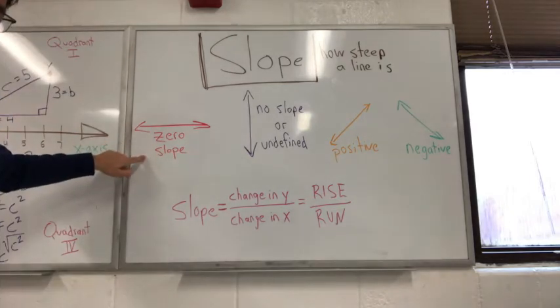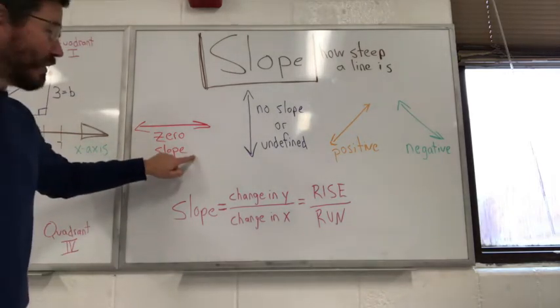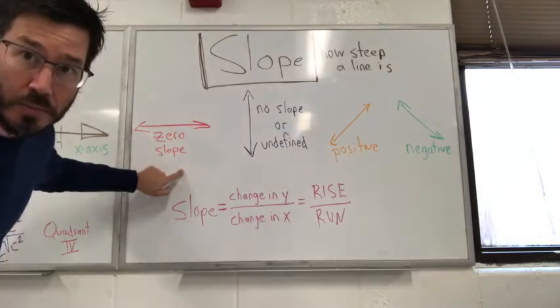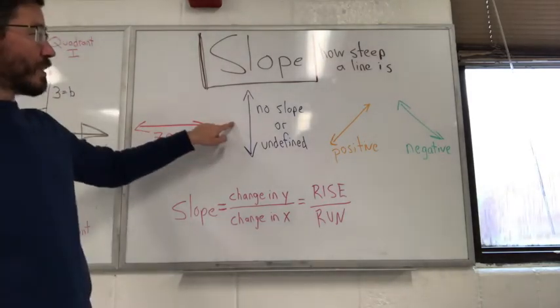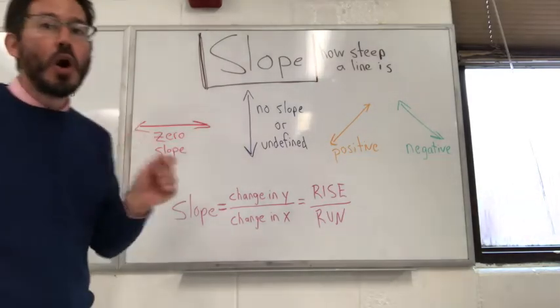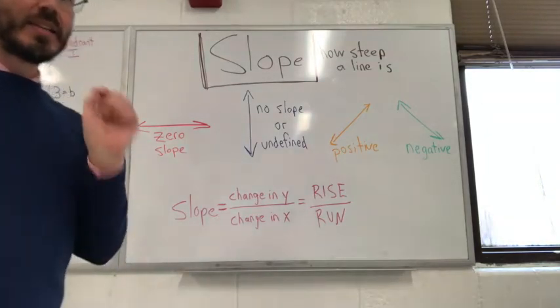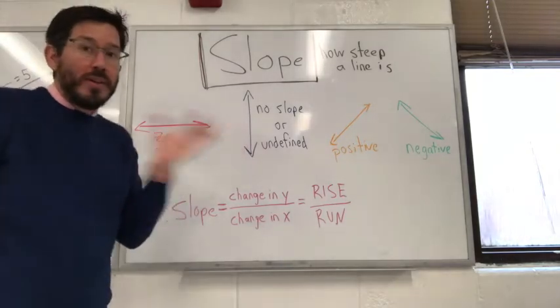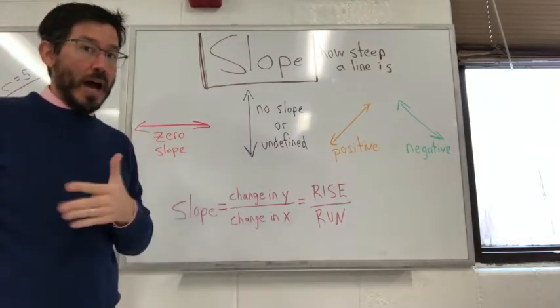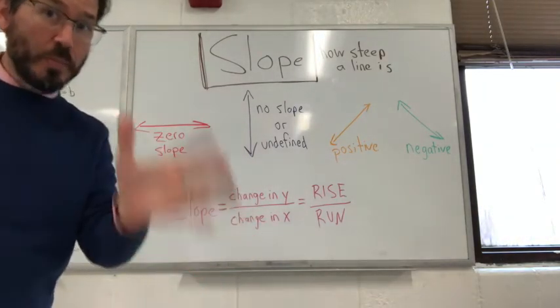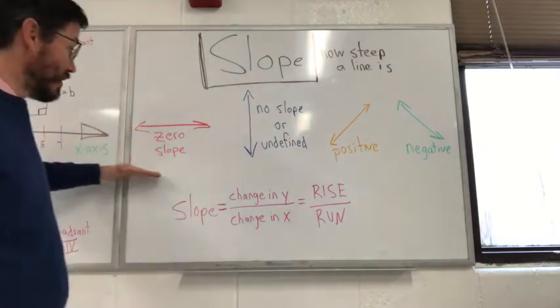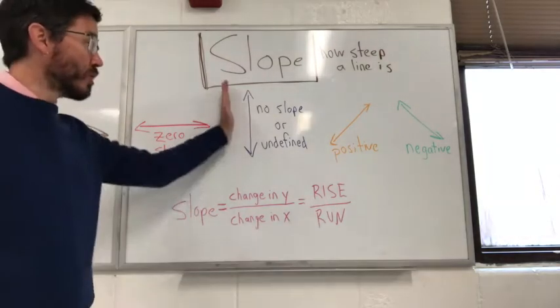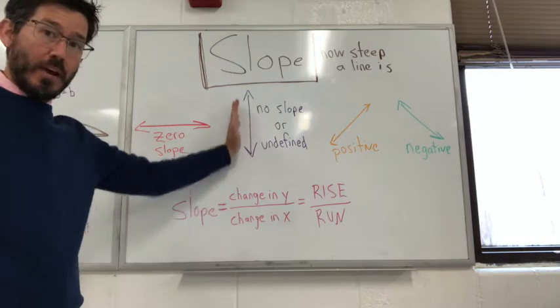Zero slope. When something is flat, we say that it has 0 slope, all right? When something is straight up and down, we say it has no slope or undefined. That's a little confusing because in real life, we use the word 0 and no the same. All right, I have no dollars, I have $0. But for slope, they're different things. 0 slope means flat. No slope or undefined means straight up and down.